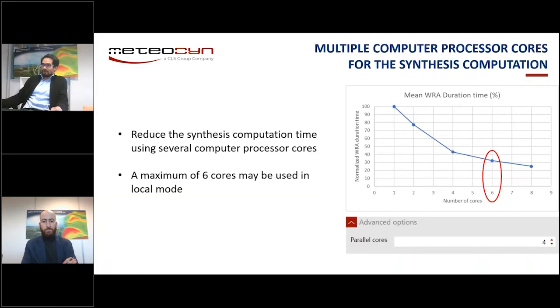The next functionality we have for you: as you know, you can use multiple computer processor cores to launch the CFD computations, but now you can also do it for the synthesis. This is going to drastically reduce the synthesis computation time. As you can see, we have a graph here on the right. If a computation was taking 100 units of time, now you can do it in a third of the time using anywhere from 4 to 6 cores. I recommend people to use 4 cores, which is very optimal. You can leave other cores available for other tasks in the computer.